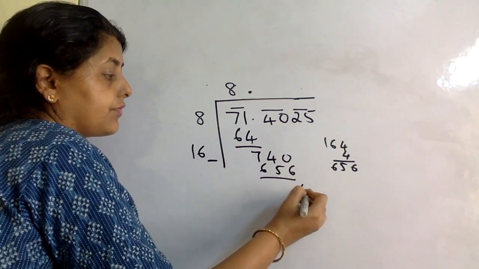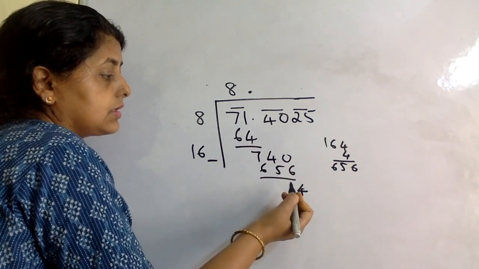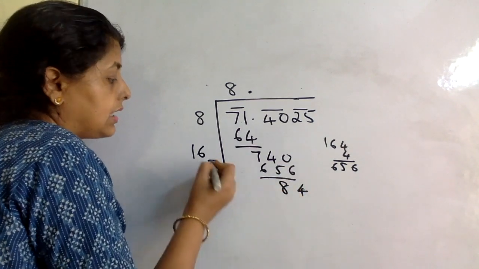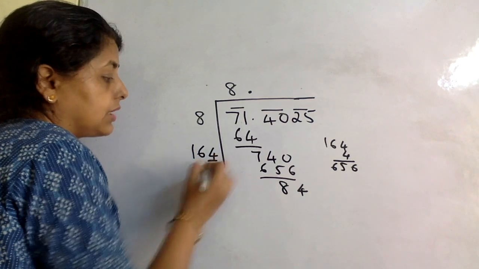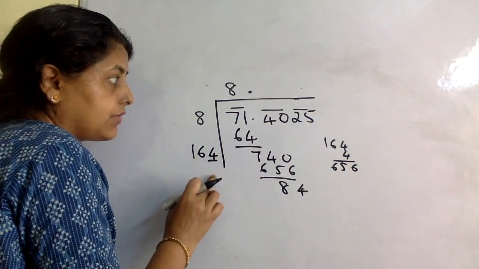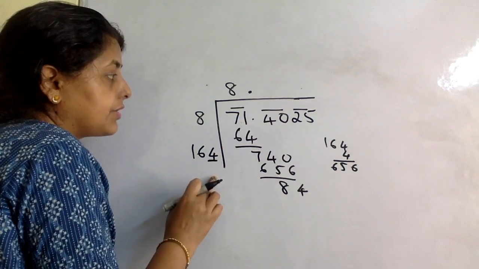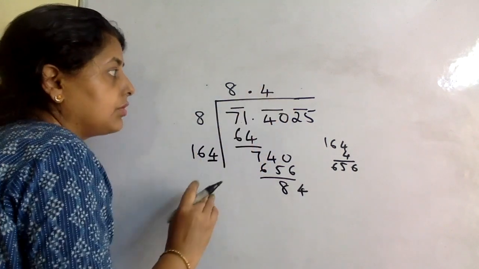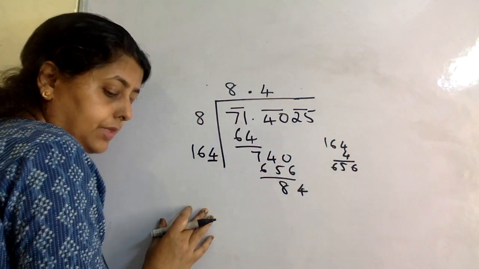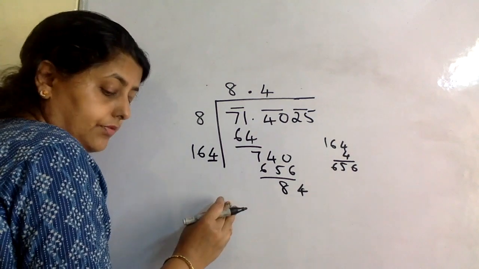6 4s are 24, 6, 56, 4 and 1. This is a 6. So 8. And here we shall write a 4 then. That means 164 we multiplied with a 4. And once we have written a 4 here, we should also copy down the 4 up here. Now we have 84.